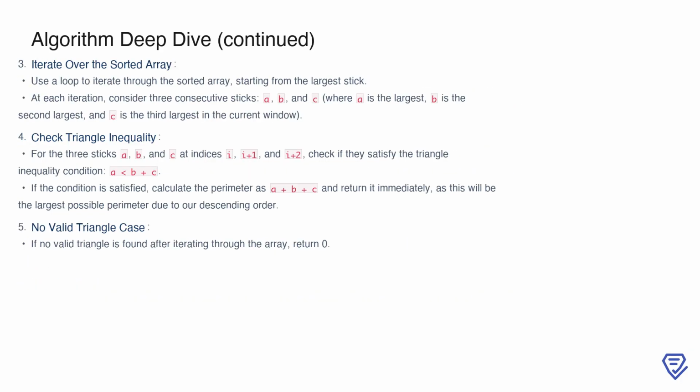After sorting the array, we iterate through it to examine groups of 3 consecutive sticks. Starting with the largest stick, we label the current 3 as A, B, and C, where A is the largest, B is the second largest, and C is the third largest in the current window. For these 3 sticks, we check the triangle inequality condition, A less than B plus C. If this condition holds, it means these sticks form a valid triangle. In this case, we calculate the perimeter as A plus B plus C and return it immediately, since the sorted order guarantees that this is the largest possible perimeter. If no valid triangle is found after checking all consecutive triplets, we return 0, indicating that no triangle can be formed with the given stick lengths.